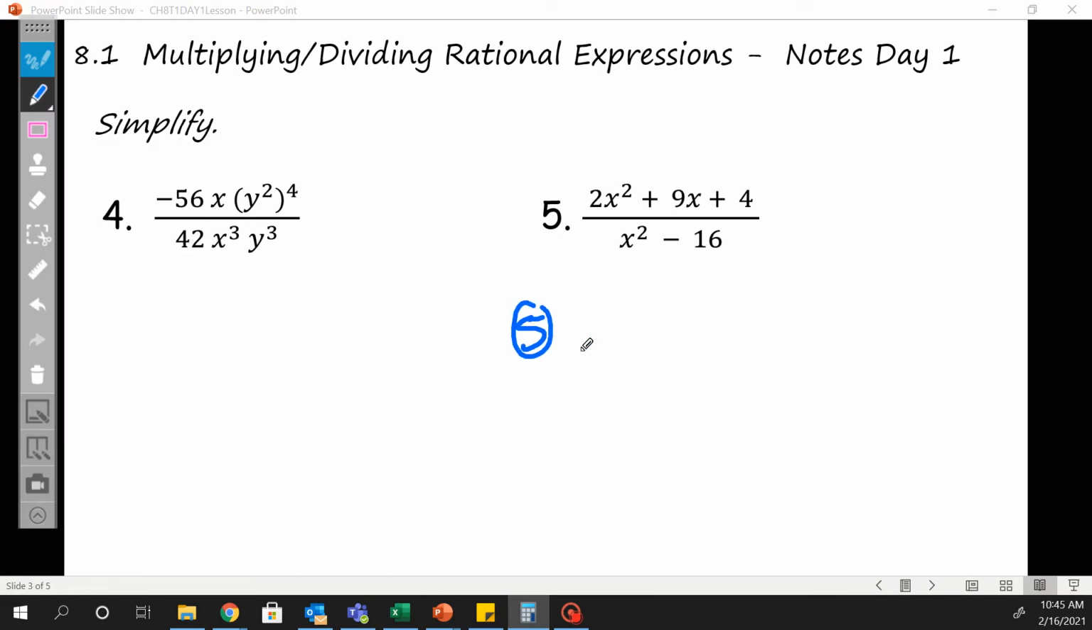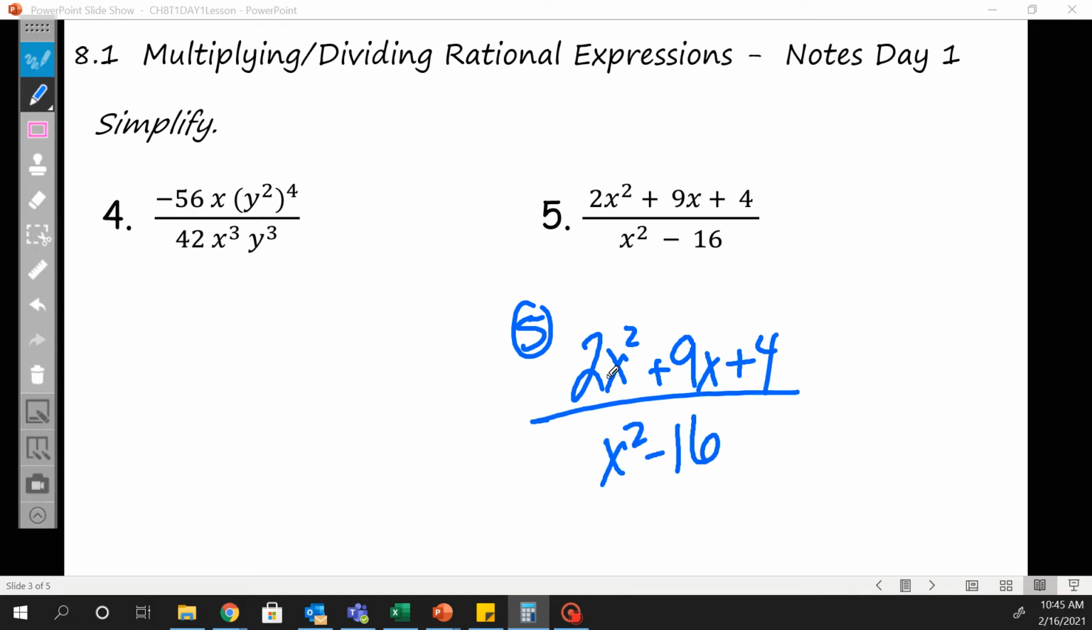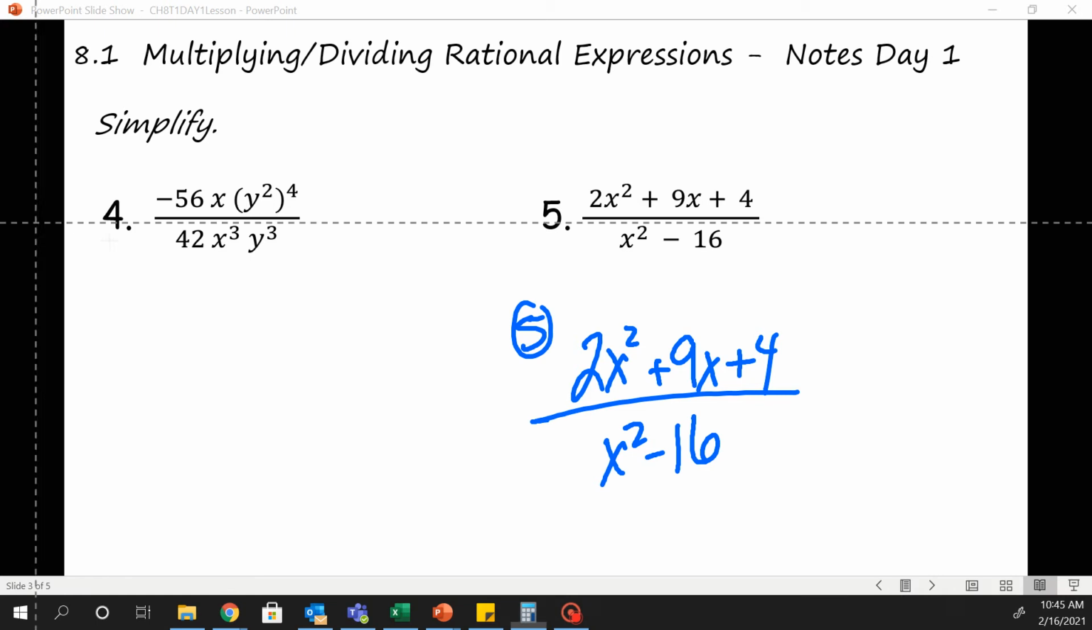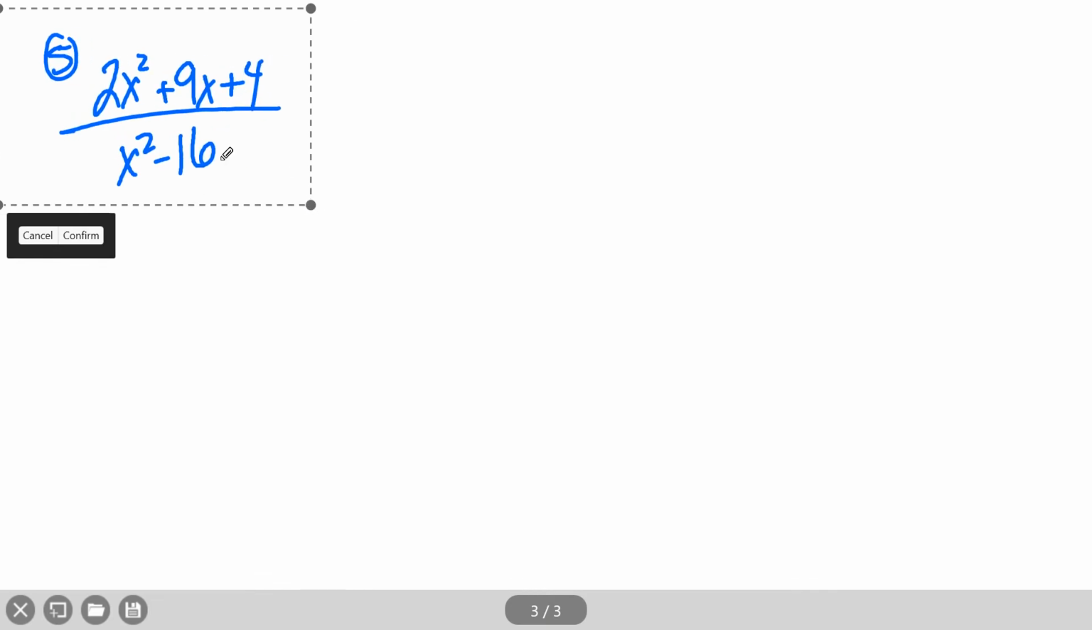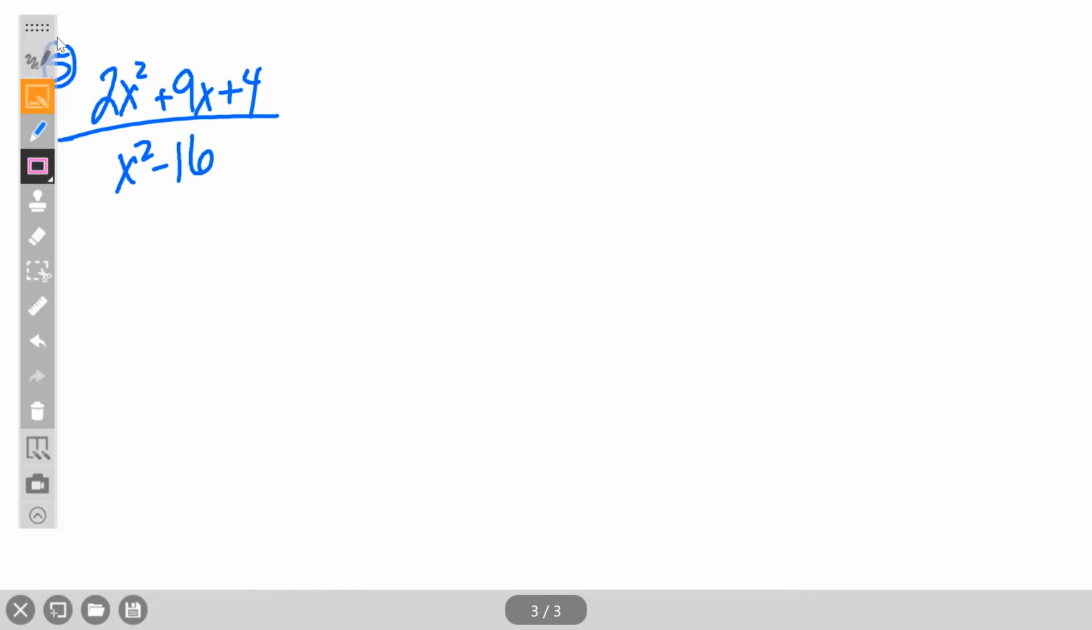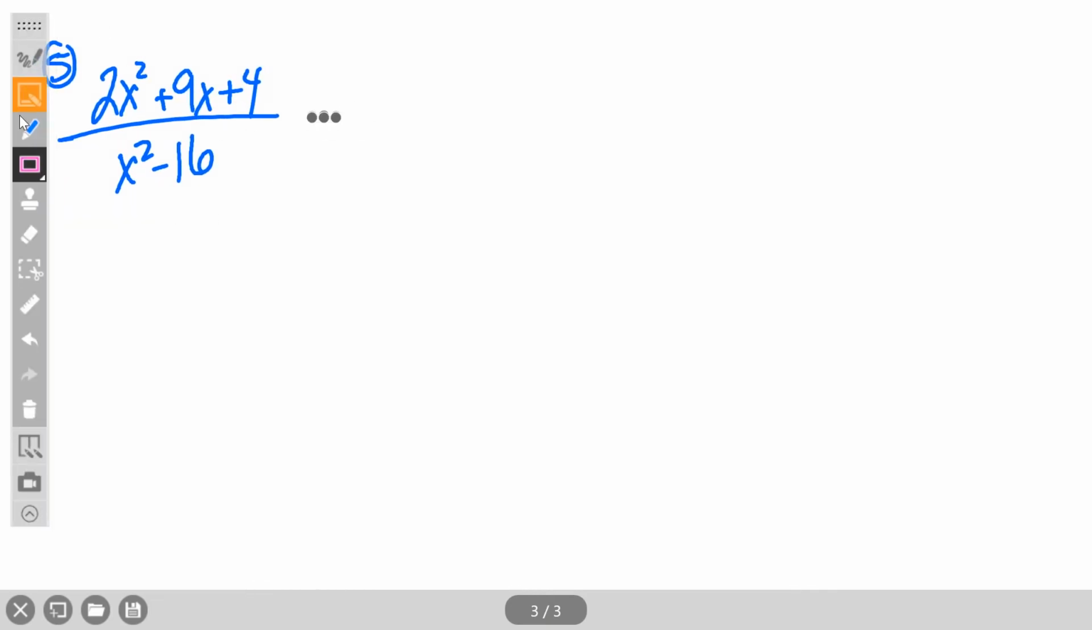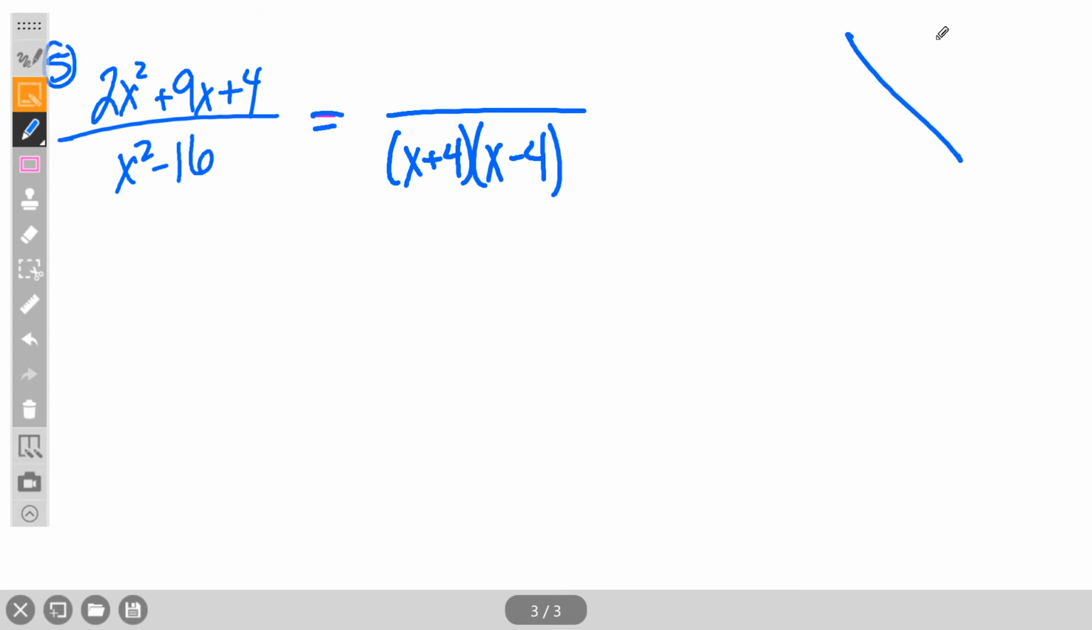Okay, and then number 5, we have 2x squared plus 9x plus 4 over x squared minus 16. Okay, now the issue with this one is that you actually have to factor the numerator by grouping. Okay, so you can't really use a shortcut on that one. Denominator is a difference of two squares, so that's x plus 4 and x minus 4. But the numerator, we have to actually factor by grouping.